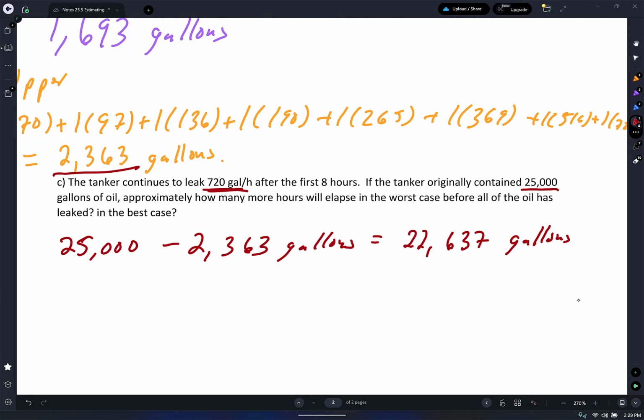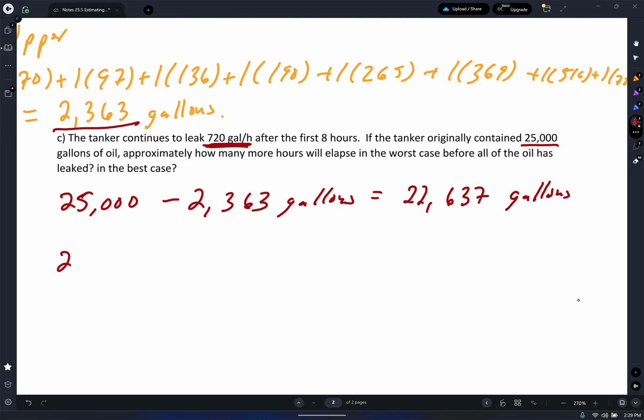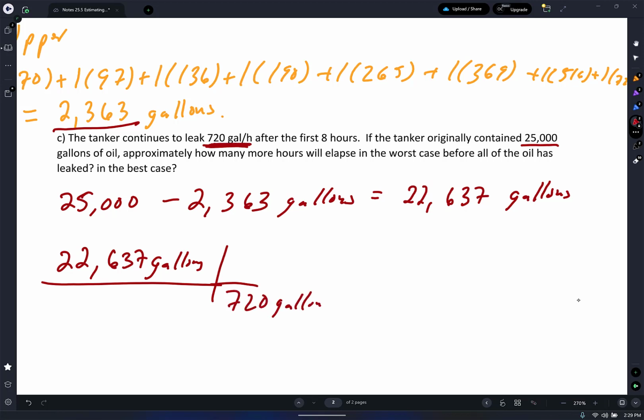If I want to figure out how much more time, well, that's going to take the shortest time. Well, it doesn't matter because they want to know all of it, right? Okay, so how much time do I have left before all of it drains out if I already know that it's leaking at 720 gallons per hour? So here's how you do it, guys, in case you don't know. You can just use dimensional analysis. Take the 22,637 gallons, and then you're going to divide it by 720 gallons per hour. And that's going to tell you how many hours it's going to take.